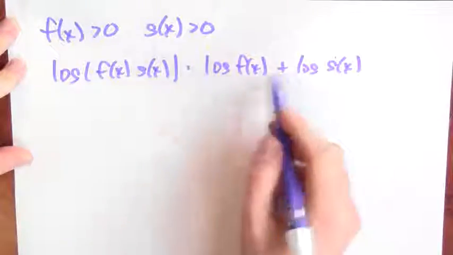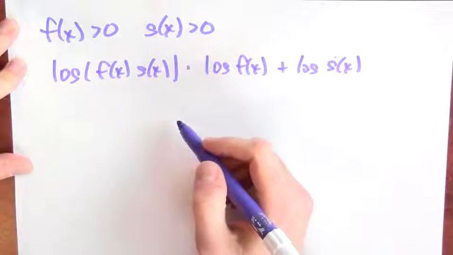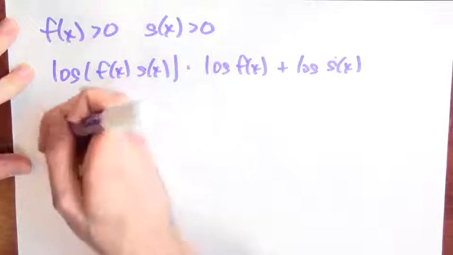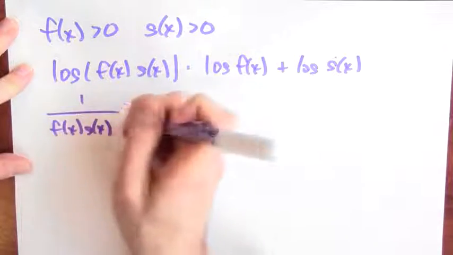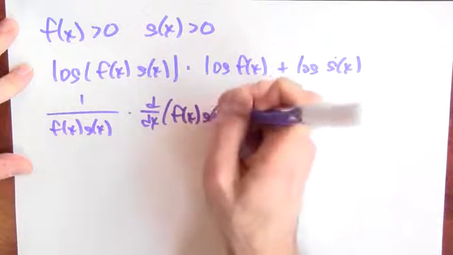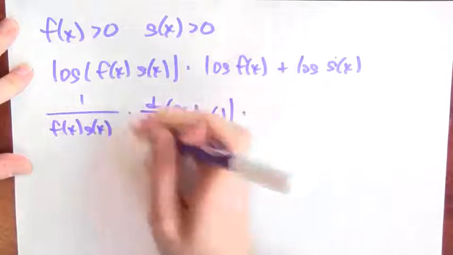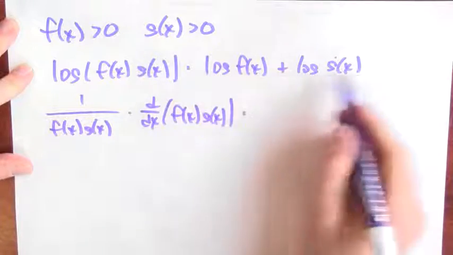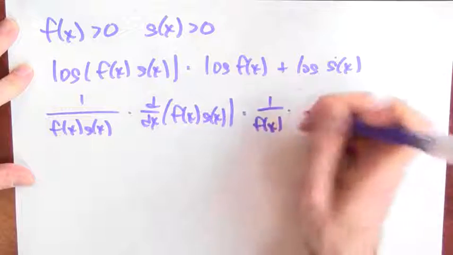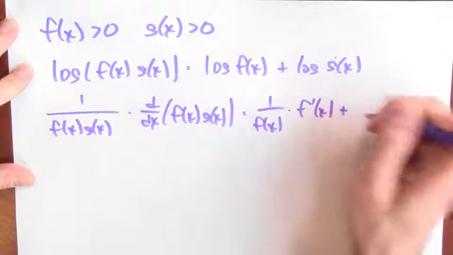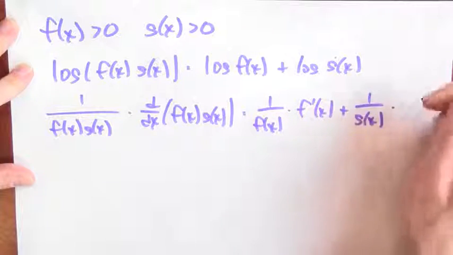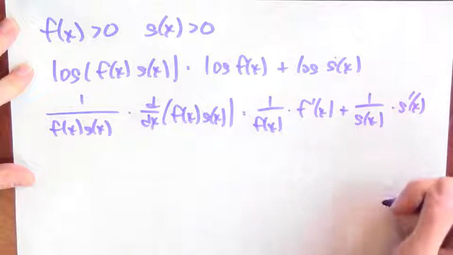I'm going to differentiate both sides of this equation. So the derivative of log is 1 over. And by the chain rule, that's 1 over the inside function times the derivative of the inside function, which in this case is the derivative of f of x times g of x. That's what I'd like to compute. What's the derivative of the other side? Well, the derivative of log is 1 over, so 1 over the inside function times the derivative of the inside function plus log of g of x is 1 over the inside function times the derivative of the inside function.